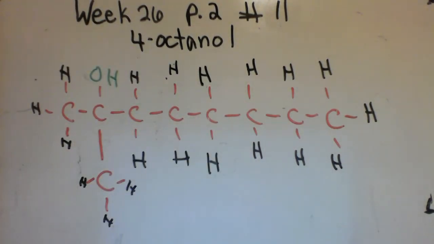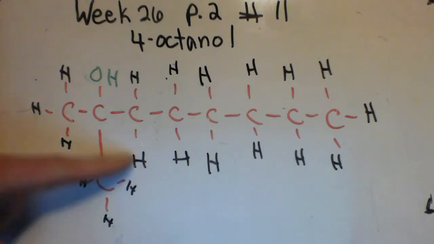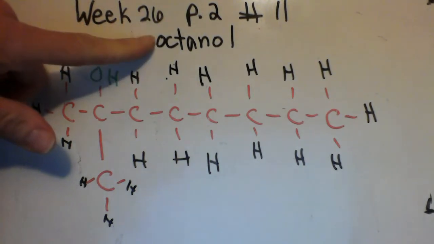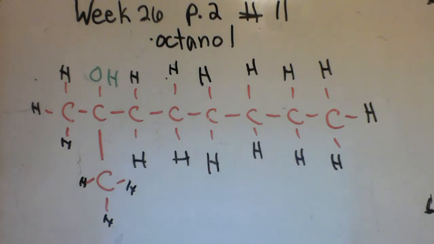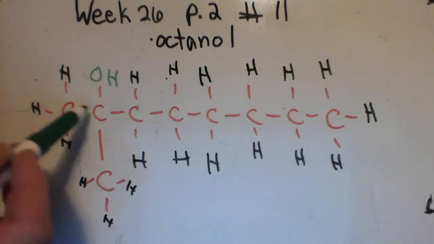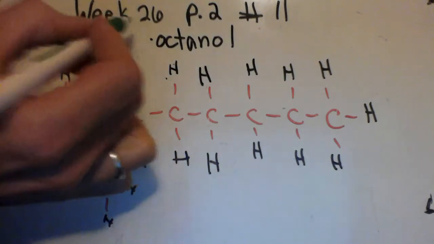Now I've changed the position of the hydroxyl group again. I put the OH here, and I added a methyl group, which is 1 carbon with 3 hydrogens bonded to it, to the other side of this carbon. So now, in order to name this, we know that it's octanol, but this time the hydroxyl group is at the second carbon. We count closest to any end, so 1, 2.